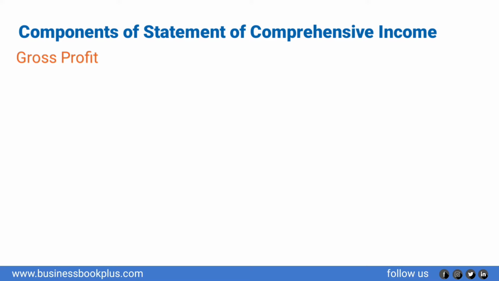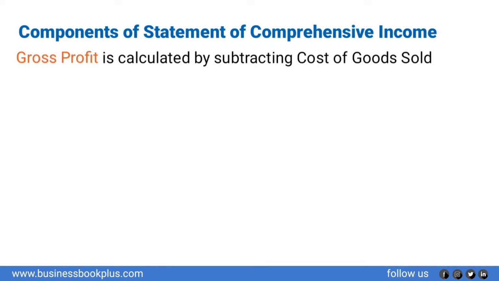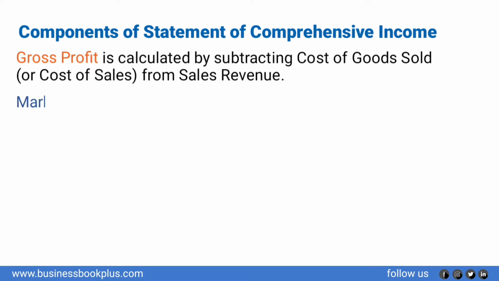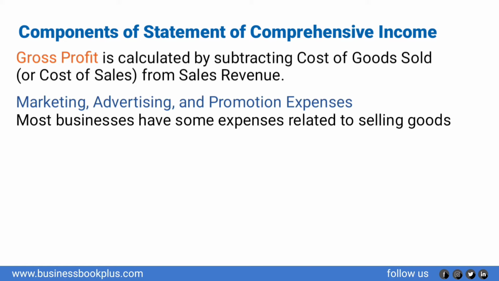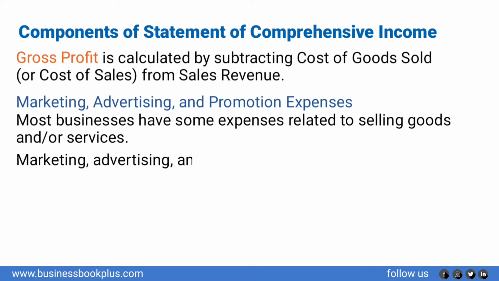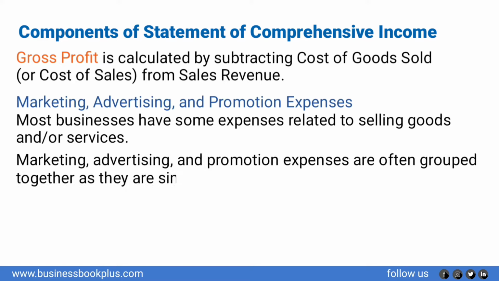Gross profit. Gross profit is calculated by subtracting cost of goods sold or cost of sales from sales revenue. Marketing, advertising, and promotion expenses. Most businesses have some expenses related to selling goods and or services. Marketing, advertising, and promotion expenses are often grouped together as they are similar expenses, all related to selling.